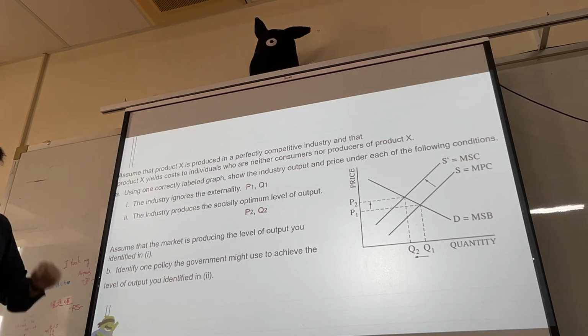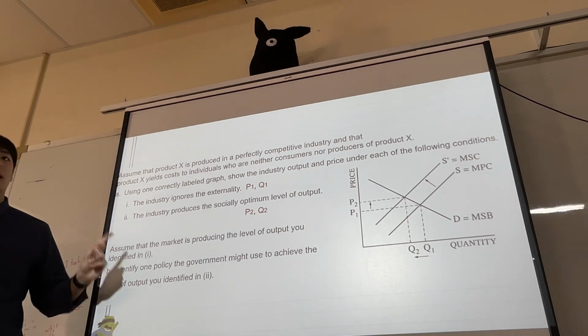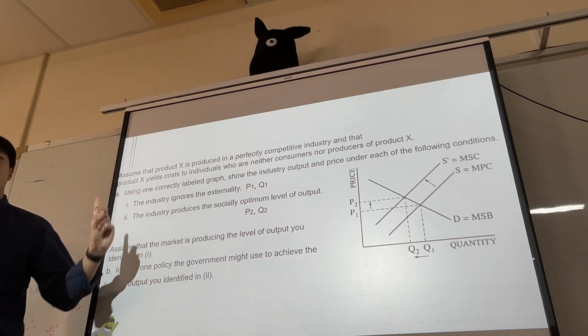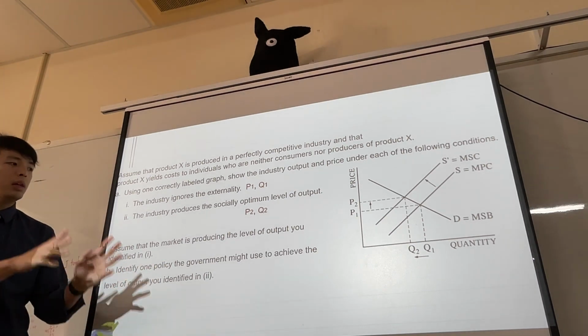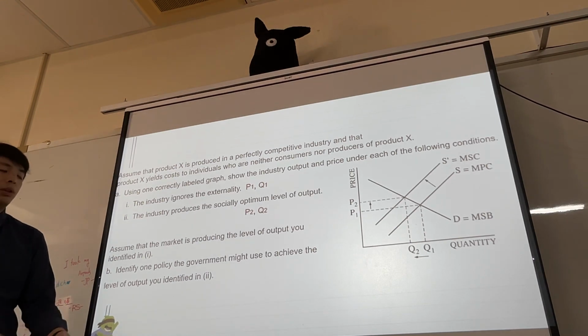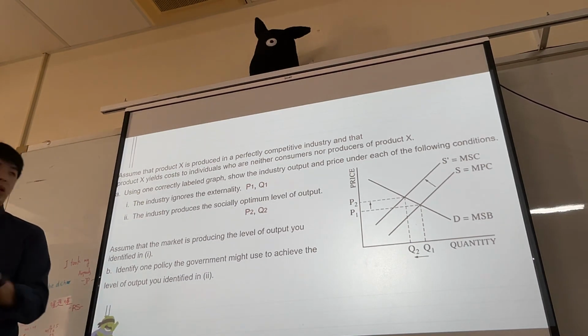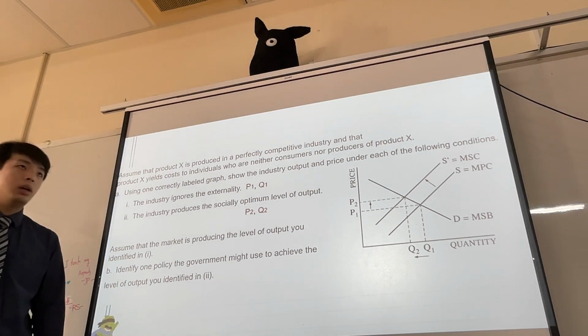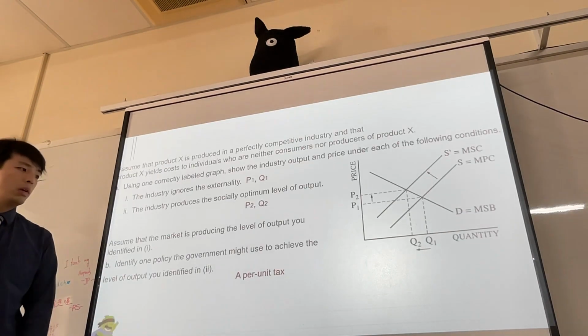Good. Assume that the market produces the level of output you identified in part one. Identify one policy the government will do. What do you think the government will do? In these questions, there are lots of answers you can give. So what is the first thing you think you can fix? Per unit tax. That's it.